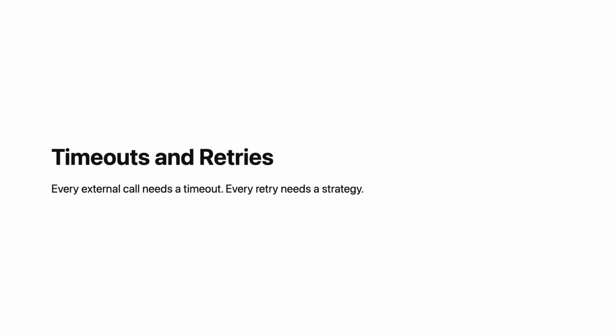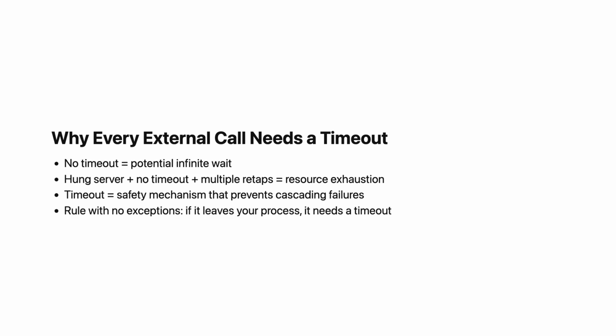Imagine your login API stops responding. Without a timeout, the login coroutine waits forever. The user taps the login button again, another coroutine, another forever wait, and again. And again, each one holds resources. Eventually, the app becomes unresponsive. With a timeout, the call fails after a defined period, the user sees an error message, and the app remains functional. A timeout is not just a performance optimization, it is a safety mechanism that prevents cascading failures.